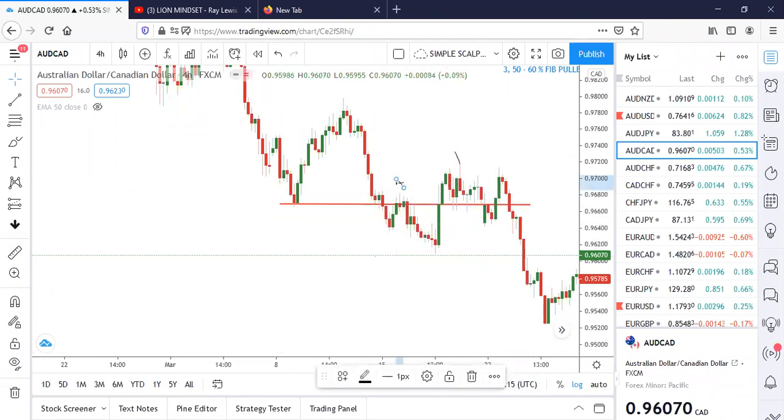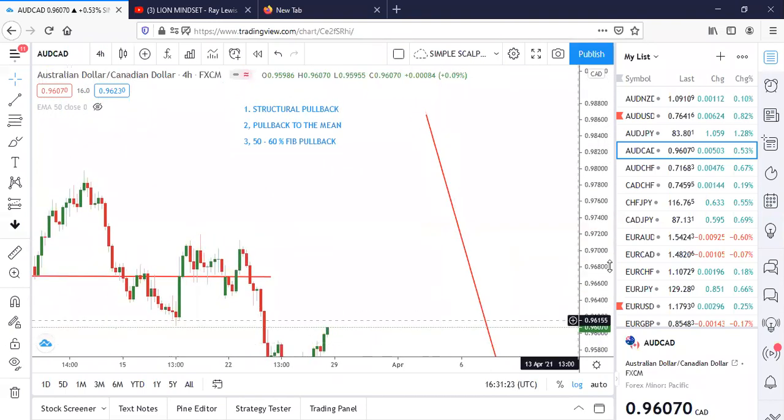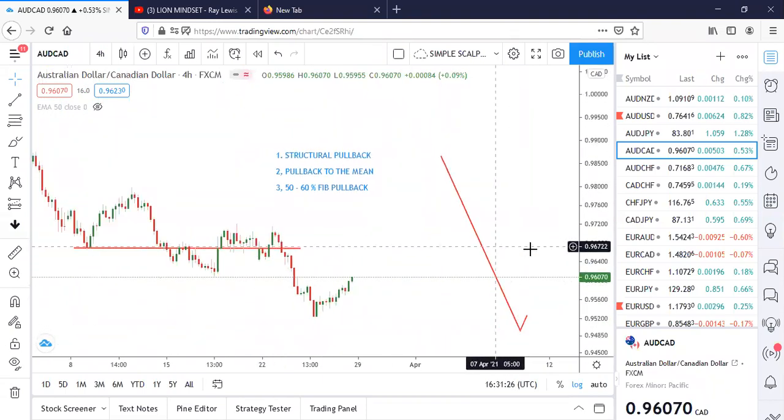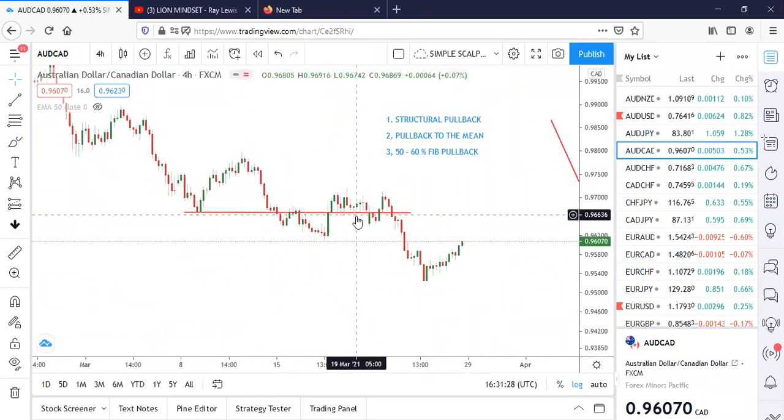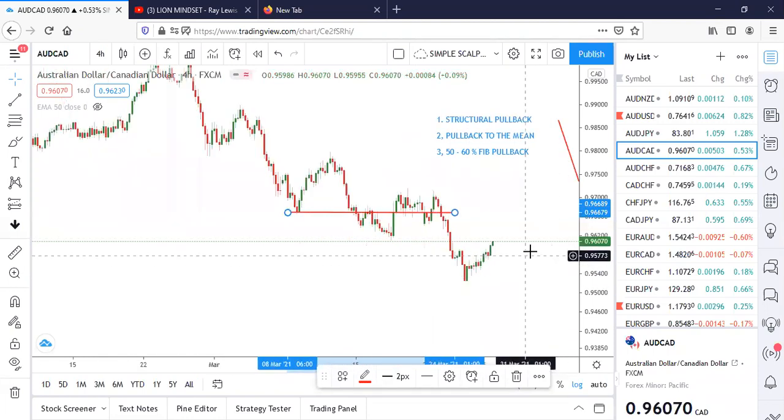So a retest is just a small touch back into the level that got broken. Now let's go back into it. Now let's talk about pullback to the mean. For those of us who studied economics, you will understand what a mean is all about. But I don't want to use too much of that. I don't want to make it complex.